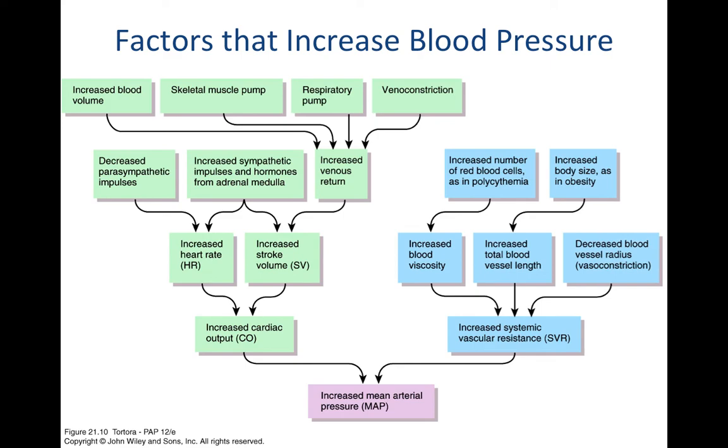Your sympathetic and parasympathetic nervous system can affect blood pressure. They affect your heart rate. They can affect your stroke volume, changing how much resistance you have, basically due to blood vessel length or viscosity or the radius of your blood vessels. That also affects resistance, and all of those things can affect your mean arterial pressure. And then you have many mechanisms that help to make sure that your blood pressure is maintained within proper homeostatic levels.